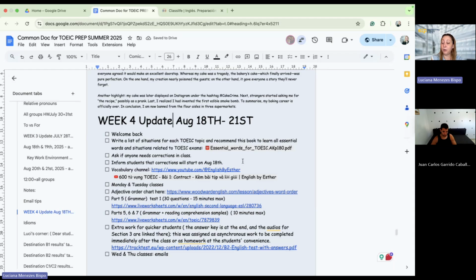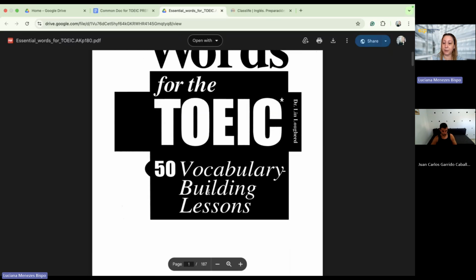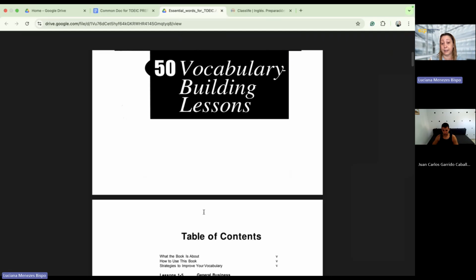And we welcomed everybody back from the holidays. We talked about the topics that are common for TOEIC exams. In here, I attached the link to this book, which is the 600 Essential Words for the TOEIC examination. The book is divided into 50 vocabulary lessons. They are very student-friendly. You have to read 2 pages of vocabulary, and then you have to answer 3 exercises. And the whole book goes like that.